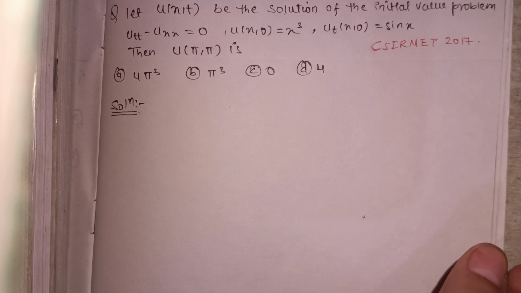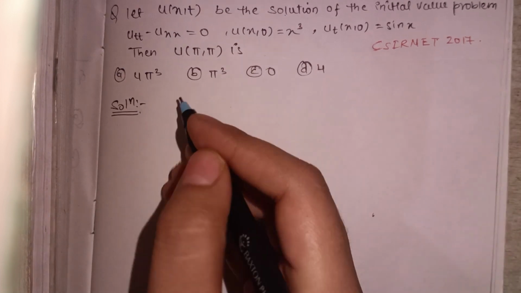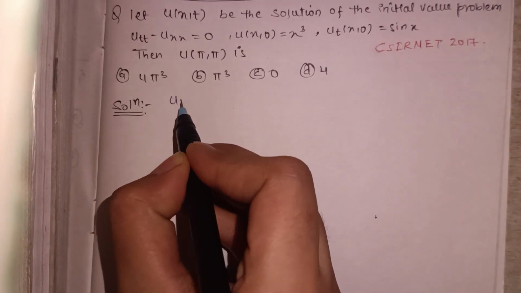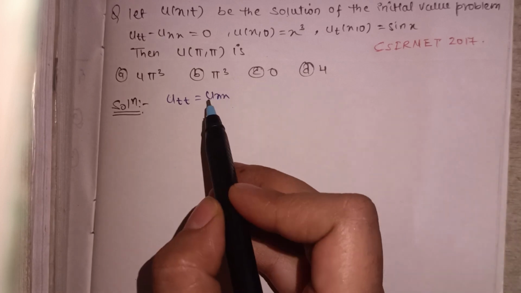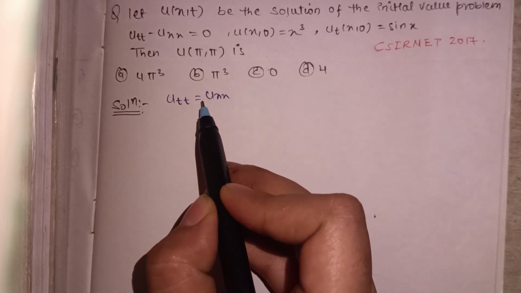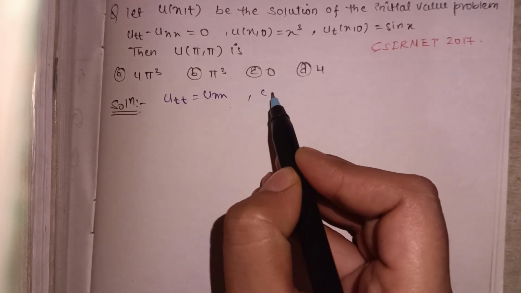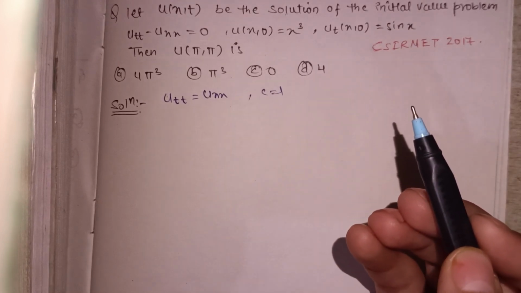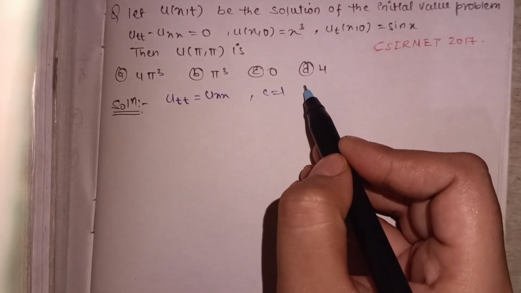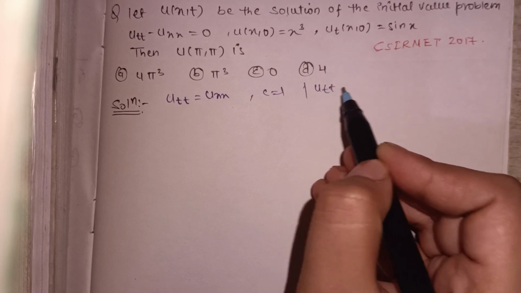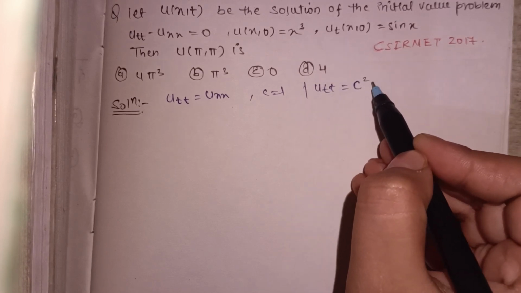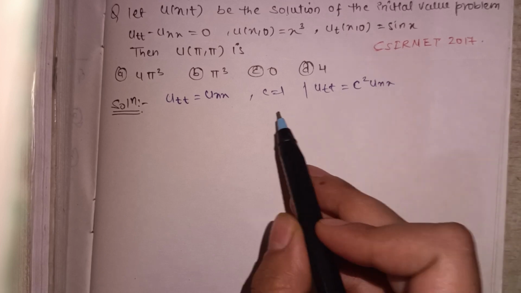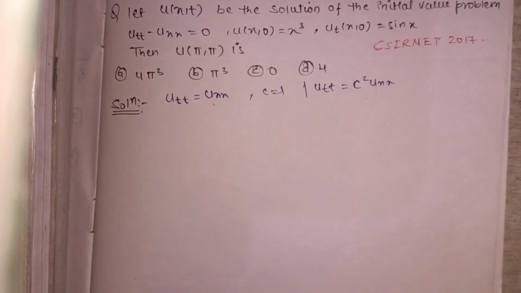So for solving the wave equation we have to use D'Alembert's formula. Given the equation u_tt equals u_xx, the coefficient of u_xx is 1. So here c is equals to 1. By comparing with the wave equation, what is the wave equation? The wave equation is u_tt equals c square of u_xx. So here c is equals to 1 by comparing this.